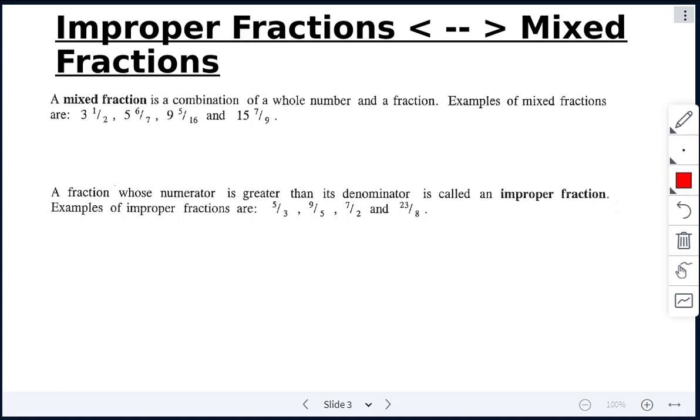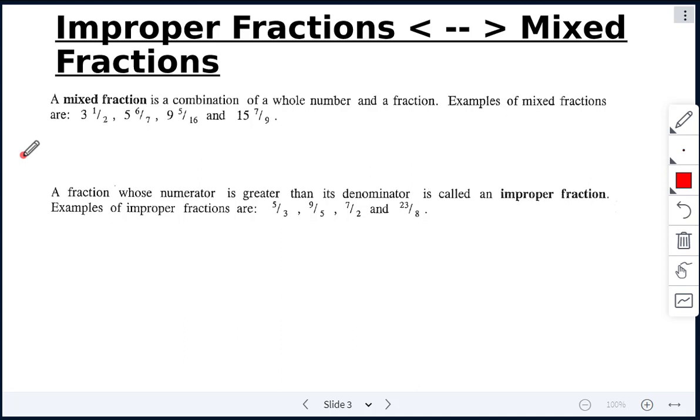So next we're looking at improper fractions and mixed fractions and how you can go from an improper fraction to a mixed fraction or from a mixed fraction back to an improper fraction. So when we talk about a mixed fraction, this is a combination of a whole number and a fraction. So here are some examples. 3 and 1 over 2, 5 and 6/7, 9 and 5 over 16, 15 and 7/9, right? So you have the whole number and then you have the fraction beside it. That is called a mixed fraction.